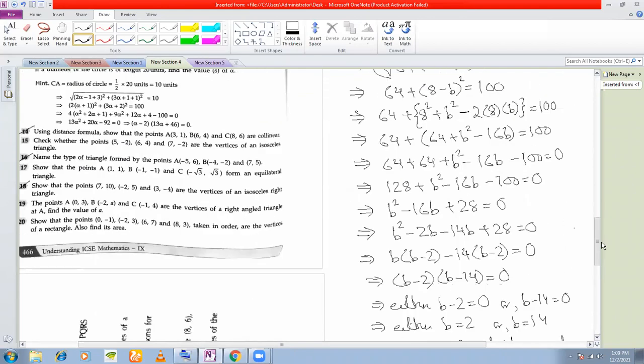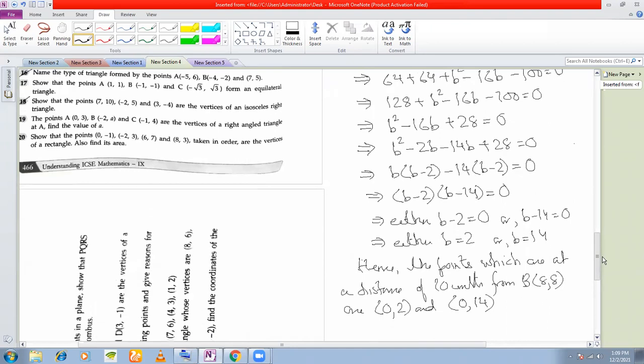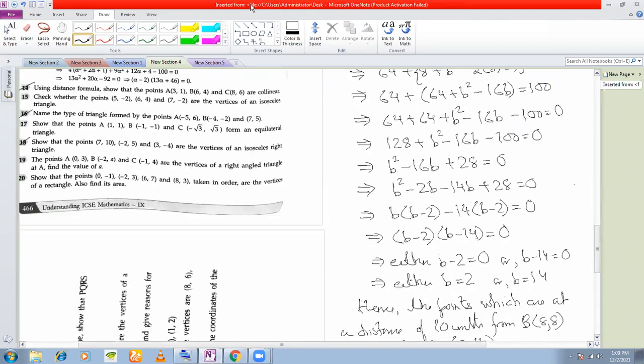So why have you taken 28? It will be 128. Which one? Can you repeat your question? Yes, sir. In the solving part that you have solved, that b square minus 16b plus 28, it will be 128. See, we have 128 here and we have minus 100 here. So if we subtract 128 minus 100, will give you plus 28. Okay, sir. Thank you. Any other?